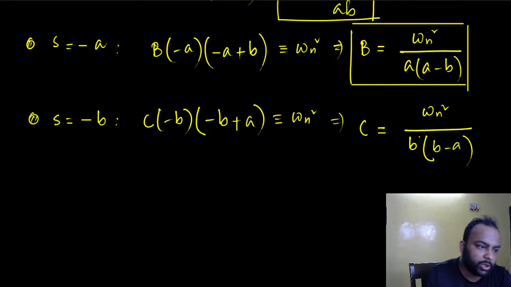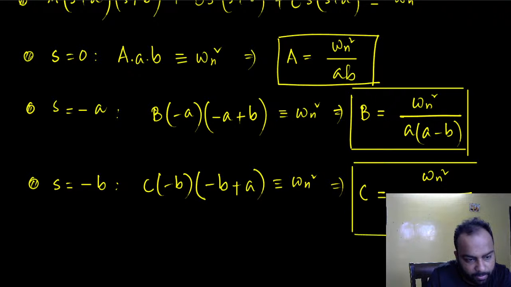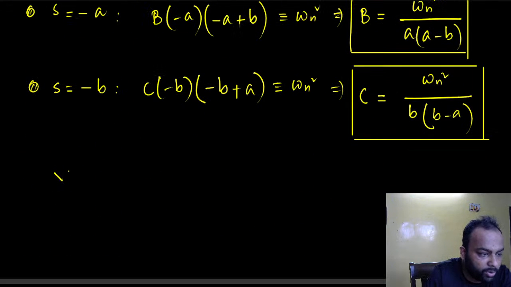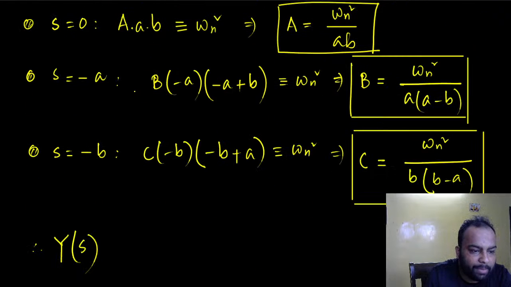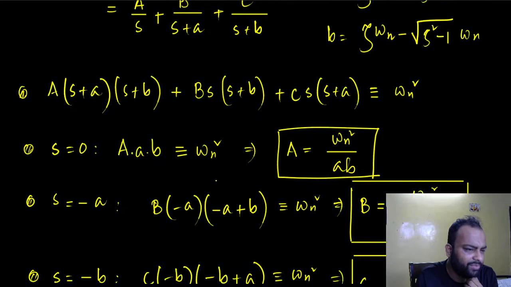Got it. So we have got A, B, C, all these coefficients. We have figured those out. All right, so we were talking about Y(s). Therefore Y(s) is going to be A divided by S. Now, of course, A is omega n squared divided by AB, but we can simplify that.